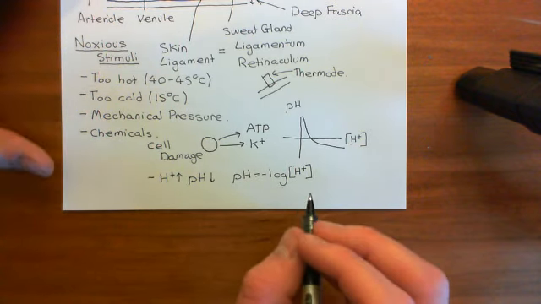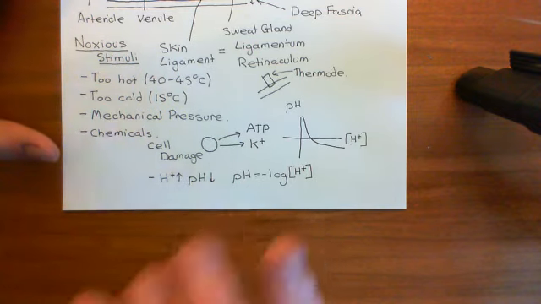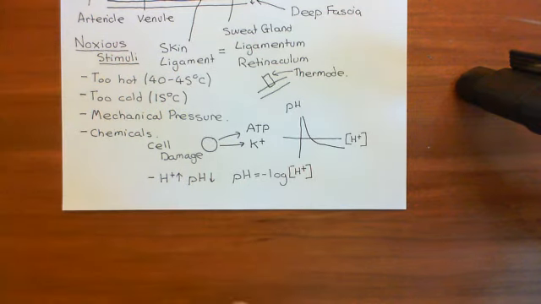Right, so we'll call it there for this video, and in the next video we'll discuss the anatomy of these nociceptors, so the different diameter fibers that you can have, and also where their cell bodies are and how they enter the spinal cord.